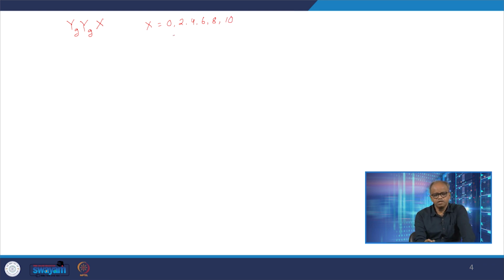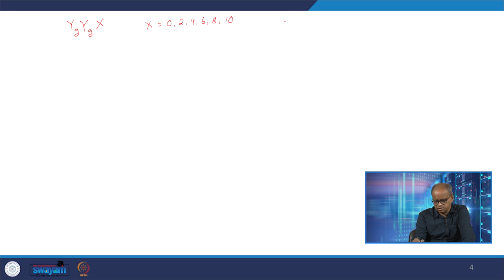And what does it mean by this 0, 2, 4, 6, 8, 10? They simply denote the angular difference, or rather the phase difference, between the phase A voltage of the primary side and the phase A voltage in the secondary side. So, for any given value of x, the phase difference between the phase A voltage of the primary side and the phase A voltage of the secondary side is x into 30 degrees.